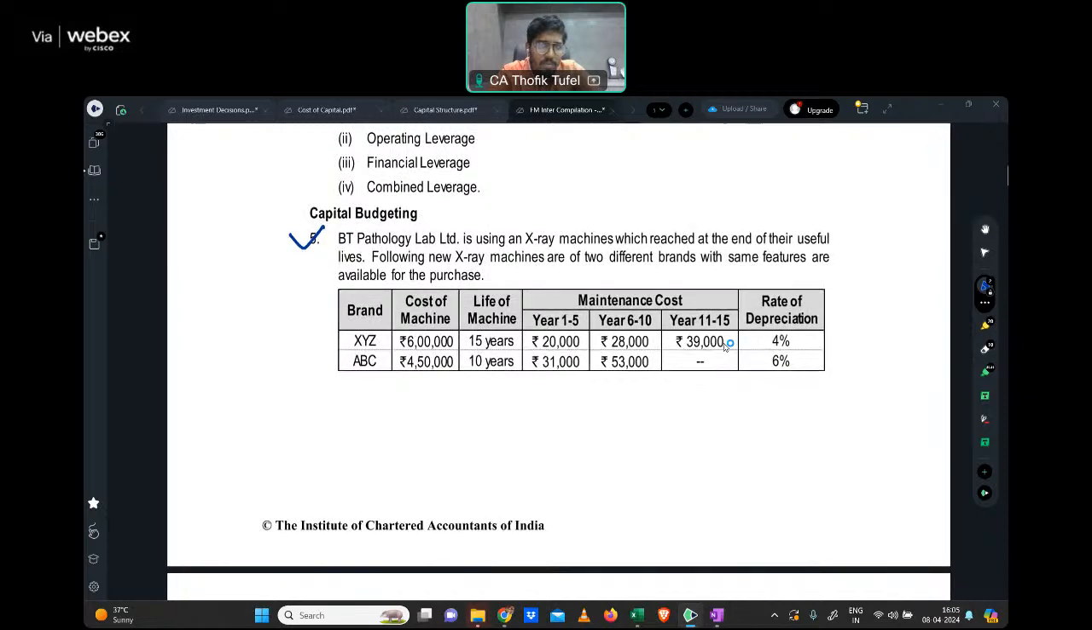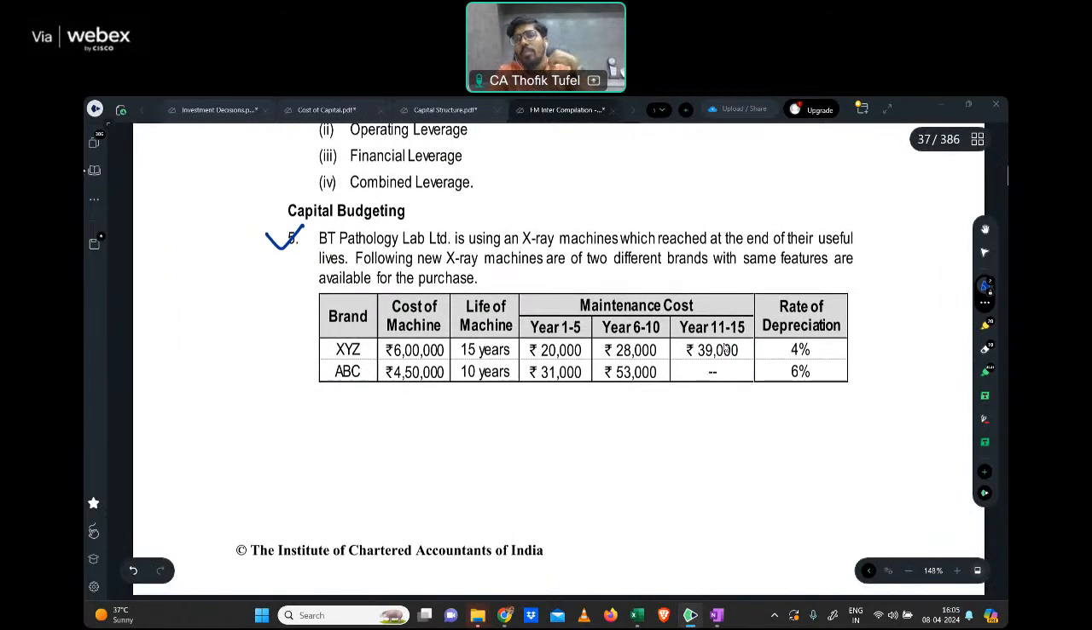Let us read this problem, because I want to do one problem. A pathology laboratory is using X-ray machines which have reached the end of their useful life. Now two X-ray machines are there, brand A and brand B, brand XYZ and ABC. This is the cost of the machine.